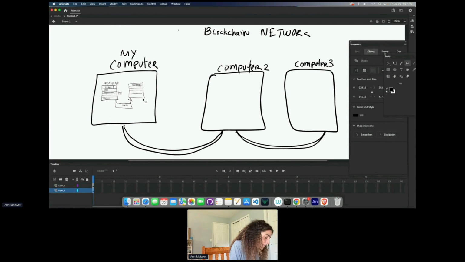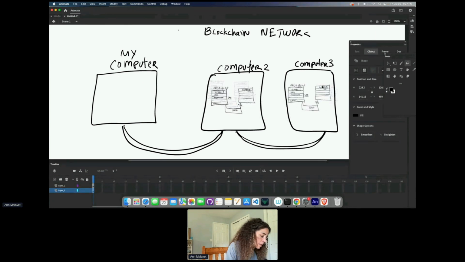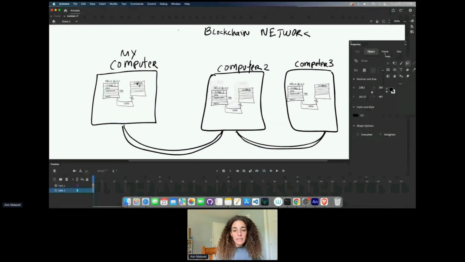And let's see if I can do this, if it's going to let me. I want to paste that. Let's see if it'll let me here. I'm going to paste it again. So we all have the same data that is immutable on all of our computers. We are all nodes in this blockchain network.